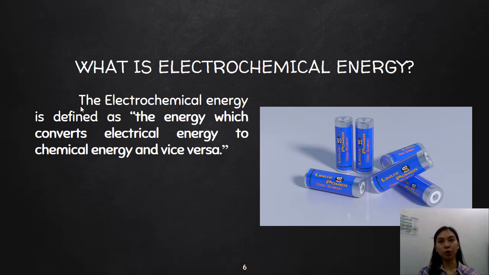As we have been talking about before, in the overview of energy, we have a lot of types of energy. Today we will be particularly talking about electrochemical energy, and it is defined as the energy which converts electrical energy to chemical energy and vice versa. So this is the type of energy wherein you have an electrical energy and then that electrical energy is converted into chemical energy, or the chemical energy is converted to electrical energy.